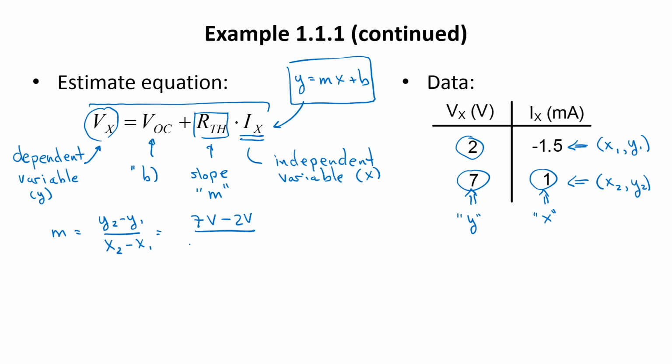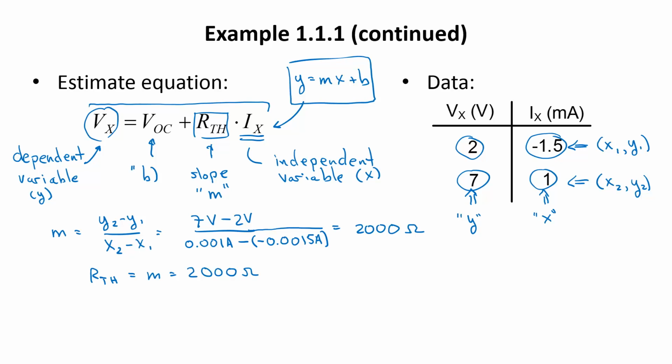X2 is 1 milliamp, which is 0.001 amps. And X1 is negative 1.5 milliamps, which is minus 0.0015 amps. So this becomes 5 volts over 0.0025 amps, which is 2000, with units of volts over amps, which correspond to units of ohms. So RTH in our equation is the same as the slope m, and that is 2000 ohms.